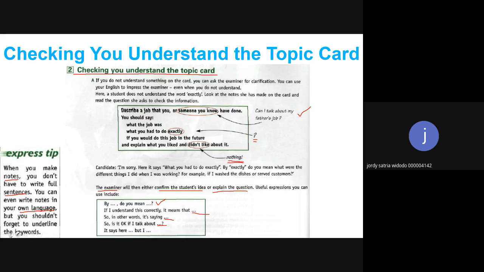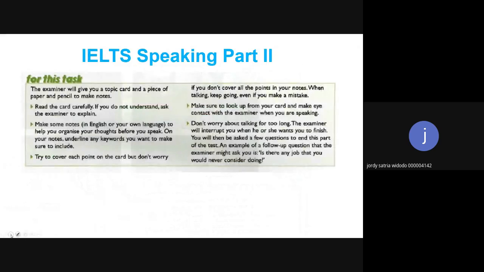Okay, great. So this is the IELTS speaking part 2 for this task. The examiner will give you a topic card and a piece of paper and pencil to make notes. All of the school stationery will be provided by the examiner. And then read the card carefully. You need to read the card carefully.